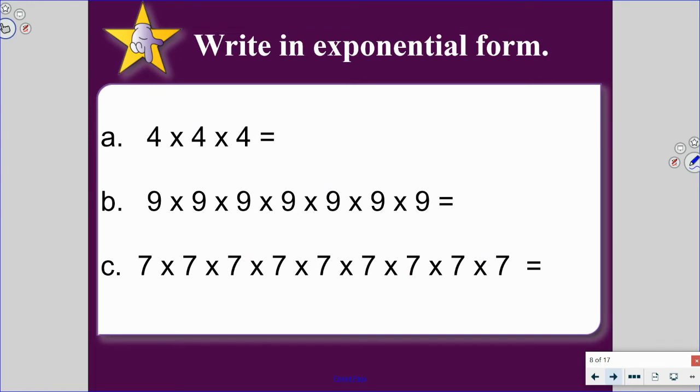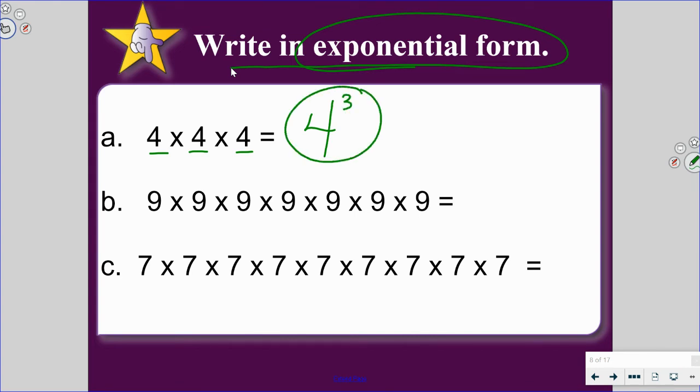All right, now what we're going to do here is write in exponential form. We're not actually going to evaluate. I'm looking at problem A. Problem A has 4 repeated, so I'm going to put 4 in the base, and I'm seeing 1, 2, 3 of them, and that is all they're asking for, ladies and gents. Show that you understand power form. So part B, I'm seeing 9 multiplied by itself, 1, 2, 3, 4, 5, 6, and 7 times. For a final simplified way of writing this as 9 to the 7th power.